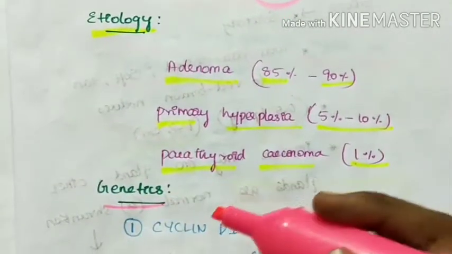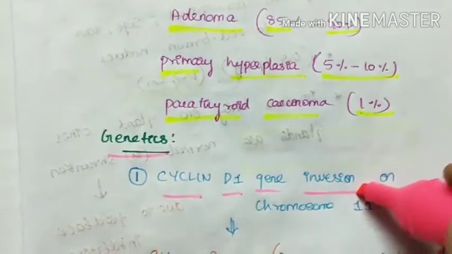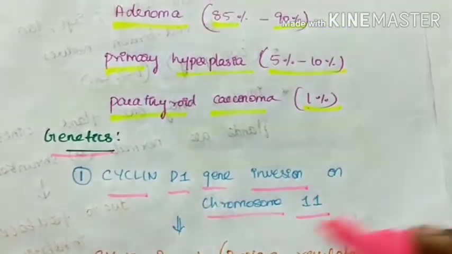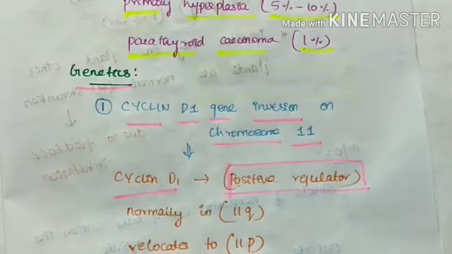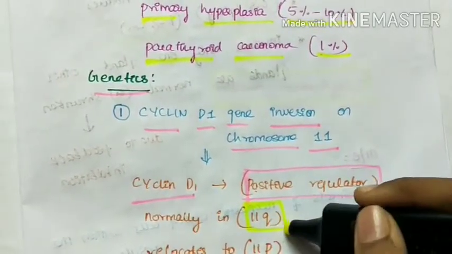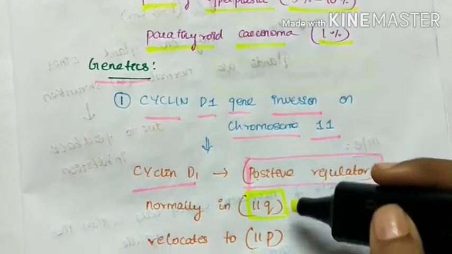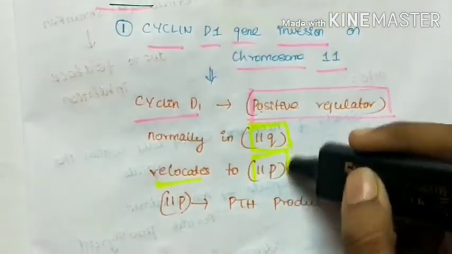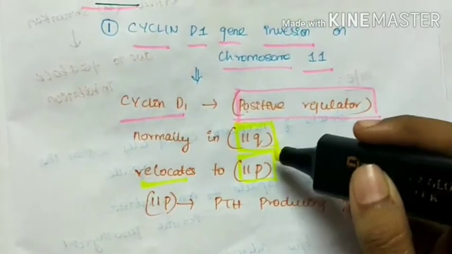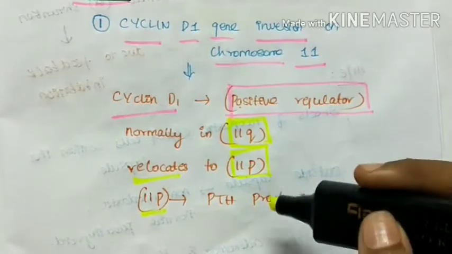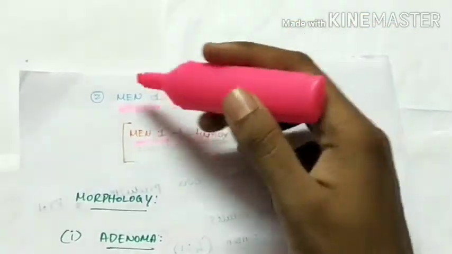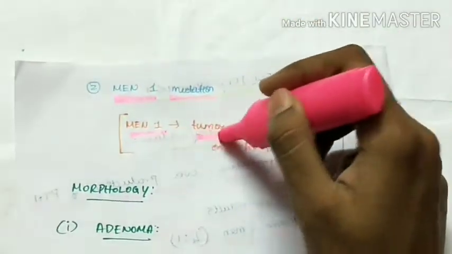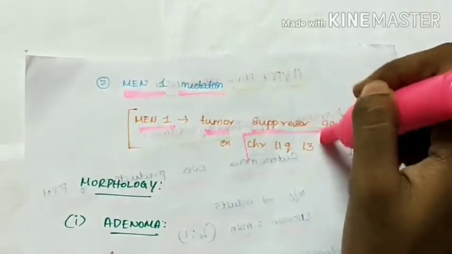The genetics: there is cyclin D1 gene inversion seen on the chromosome 11. The cyclin D1 gene is a positive regulator of cell cycle, which is normally situated in the chromosome 11 and in the long arm, so 11q of chromosome. In this condition, it relocates to 11p, that is short arm of chromosome, as there is inversion, and then the 11p is the PTH producing gene. The next genetic change is MEN1 mutation. MEN1 is multiple endocrine neoplasm 1, which is a tumor suppressor gene located on the chromosome 11q13.